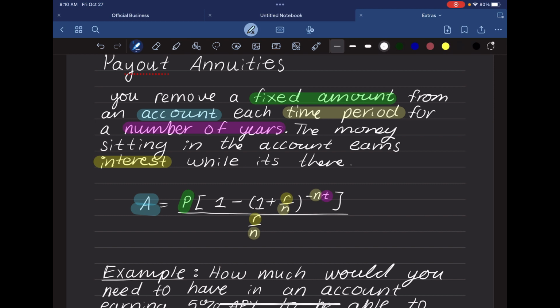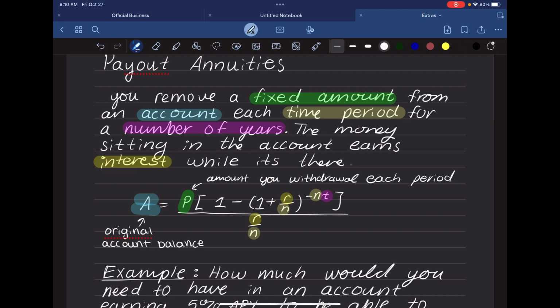Okay, so just to be extra specific, A is going to be the original account balance. P is going to be the amount you withdraw each period. And then R, N, and T have exactly the same interpretation as in the savings annuities, okay? But our A and P have a different meaning.